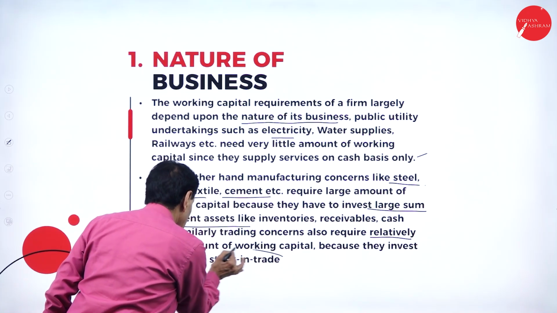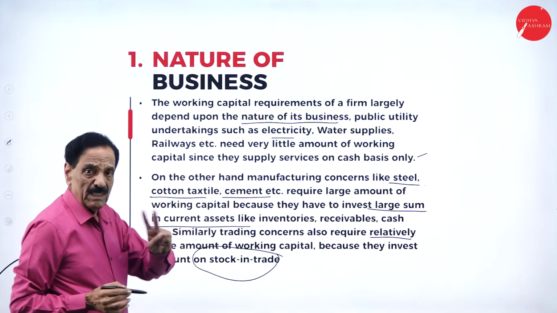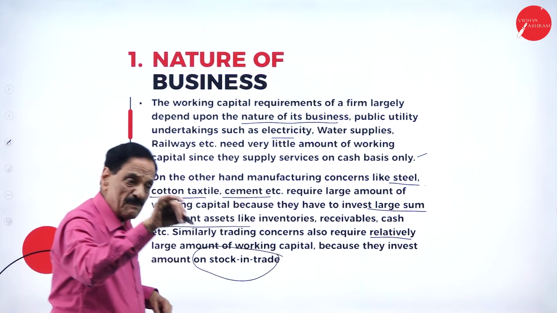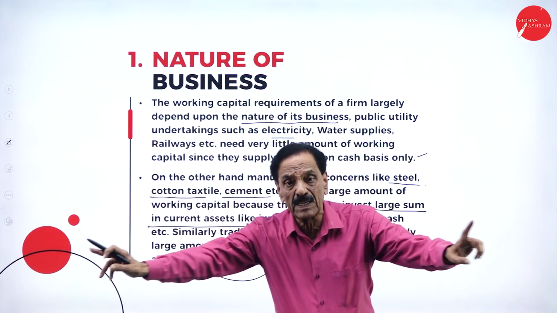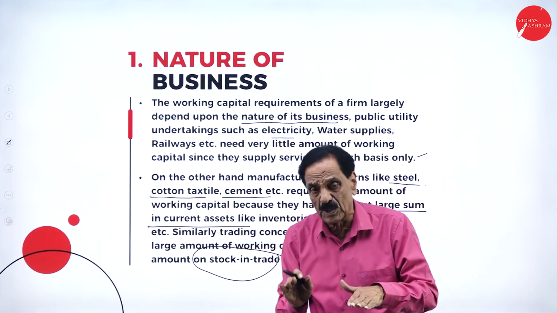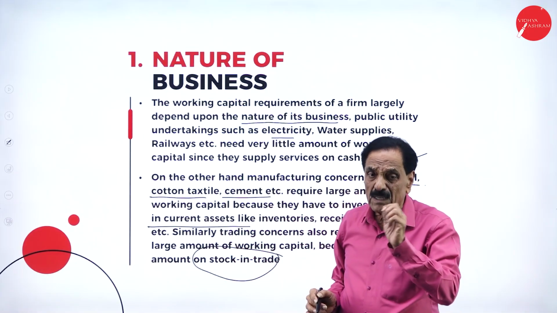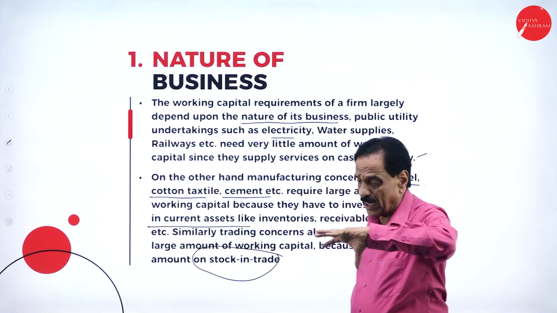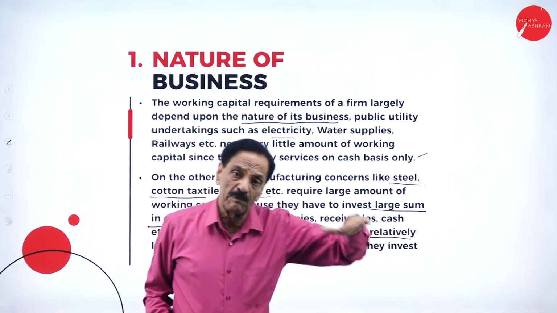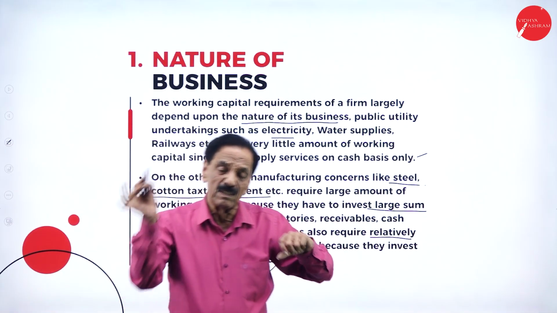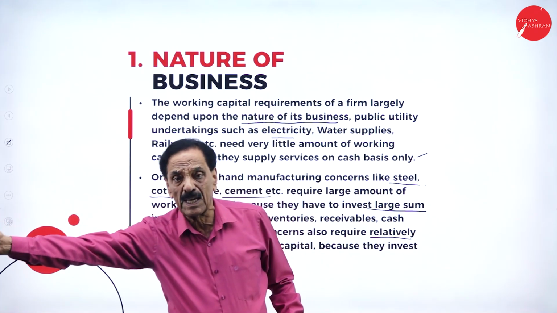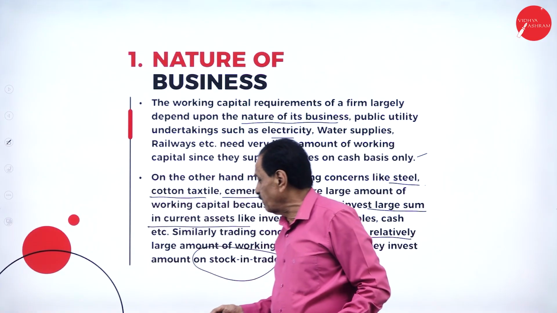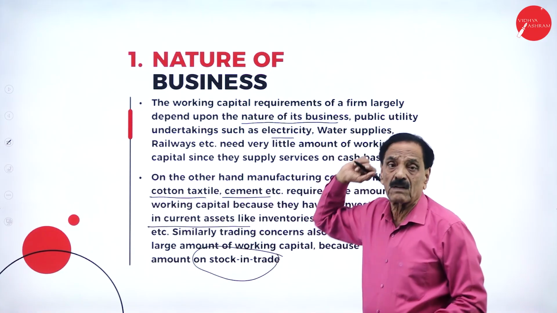This is important. Here we are discussing two types: one is service concerns, one is manufacturing concerns. In service concerns, we require less working capital. Whereas in manufacturing concerns, we require more working capital because they have to invest more money, especially in textiles. This is our working capital. So there are two types here: one is service, one is manufacturing. Service requires less working capital, whereas manufacturing requires more working capital, and even trading concerns. This is the first point, nature of the business.